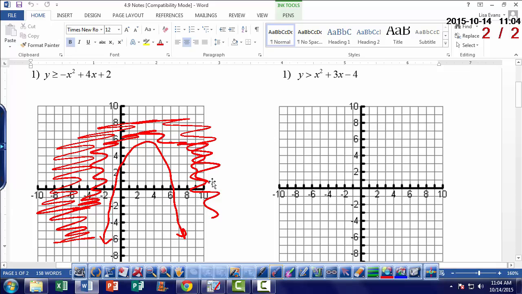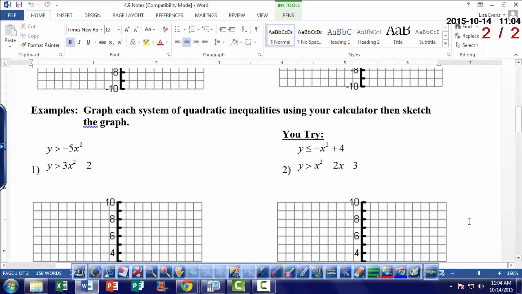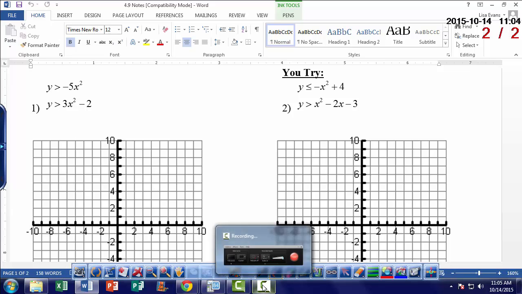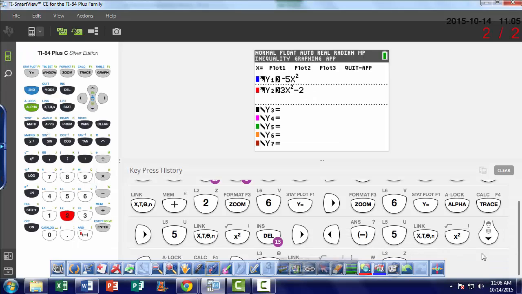So I want you to go ahead, pause the video, try the first You Try, graph this on your graphing calculator and sketch the graph. Pay attention to whether the parabola is solid or dashed and whether the shading is inside the parabola or outside. Okay, so now we're going to go to our graphing calculator again and put this system in. We are going to have to hit Alpha Y= #1 so that it only graphs the intersection of the system. So get your graphing calculator out and start putting that in.